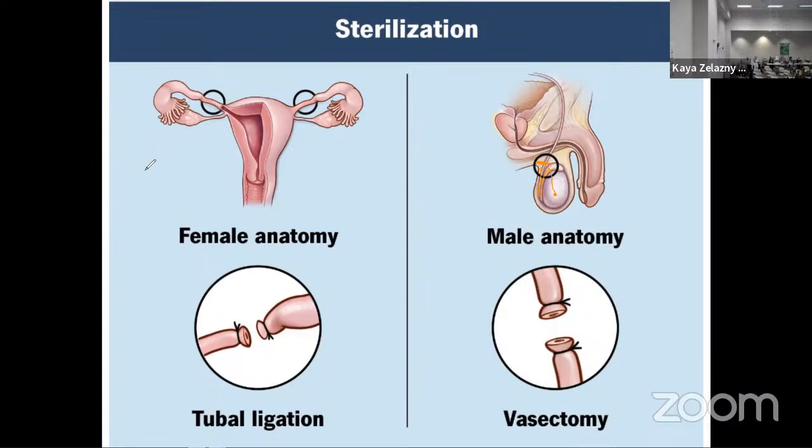Now we have an analogous procedure in female anatomy. A tubal ligation involves cutting or blocking the uterine tubes. This is a more invasive procedure because you have to get physically into the pelvis, because that's where the uterine tubes are. It can be done.